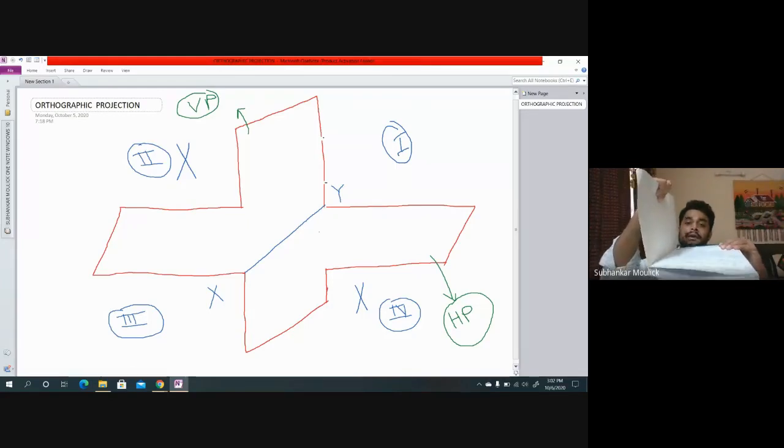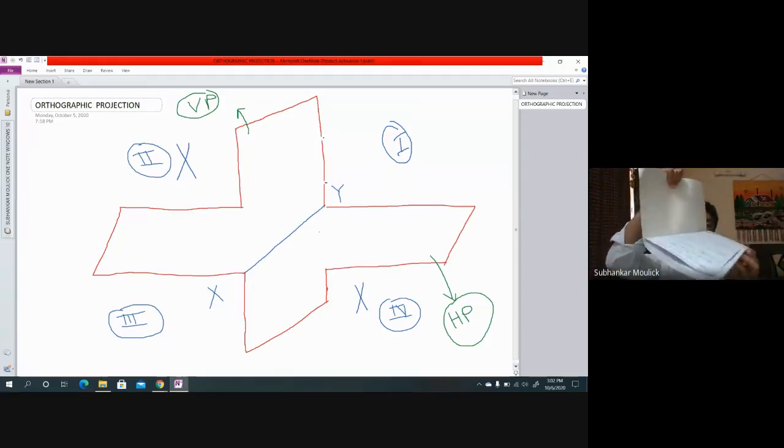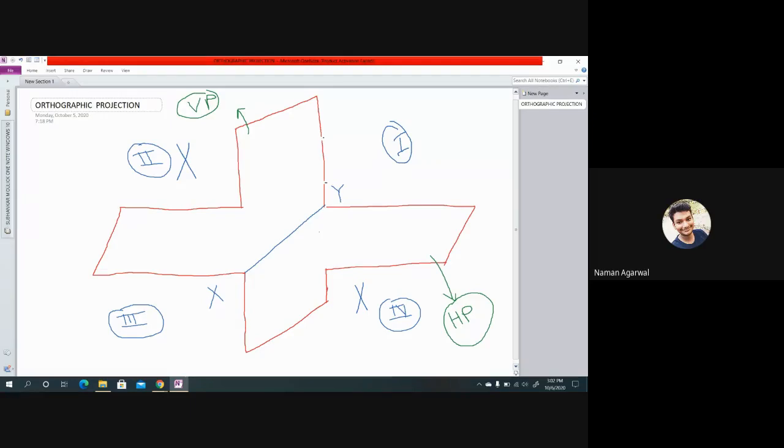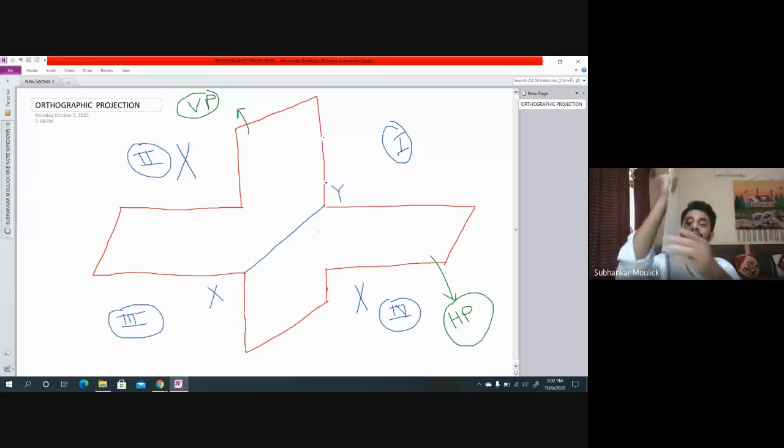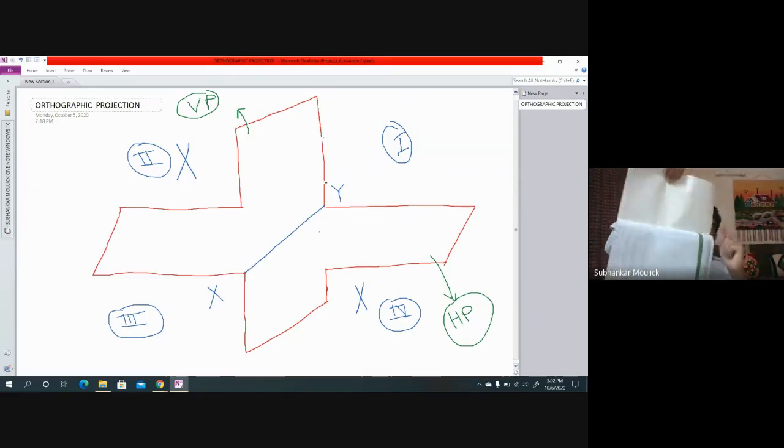Can you tell me in this copy where my XY line is? The XY line is the dividing line of the vertical plane and the horizontal plane. So which one is my XY line? The binding part, sir. Yes, the binding part. This is your binding part, because this line, say this is X, this is Y.